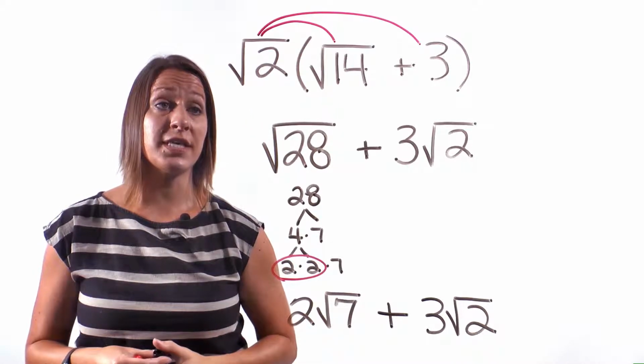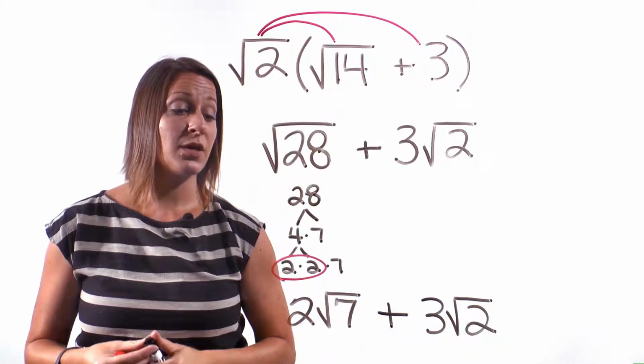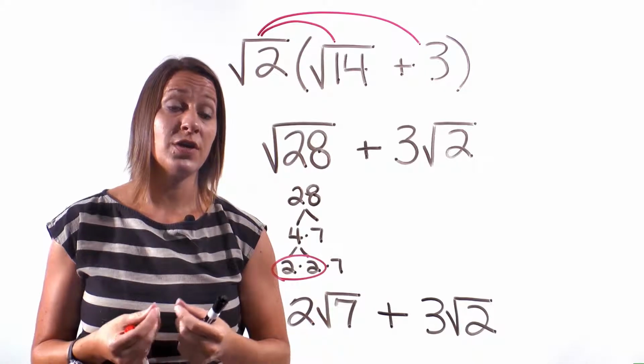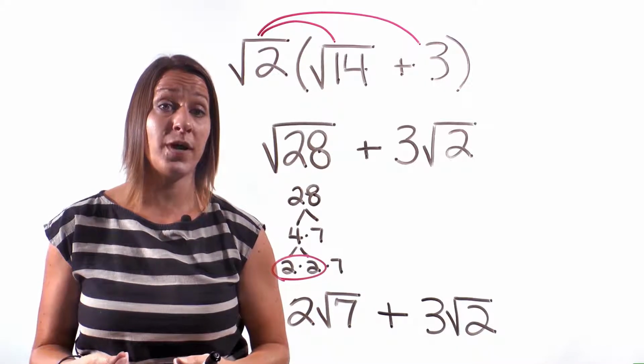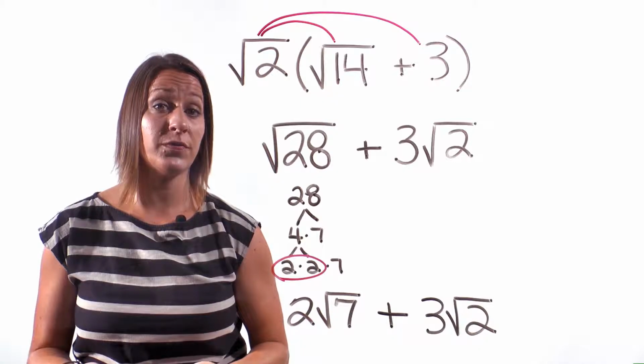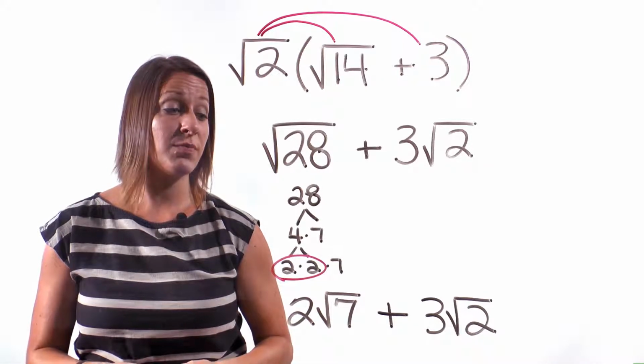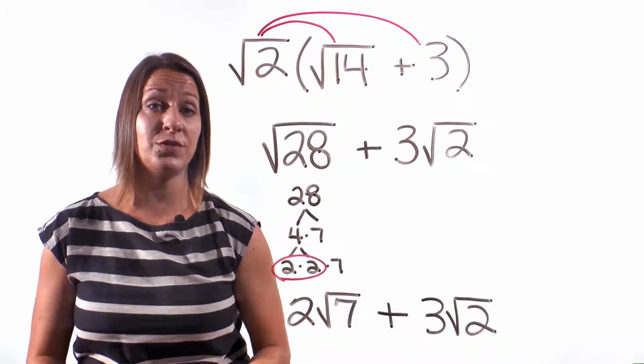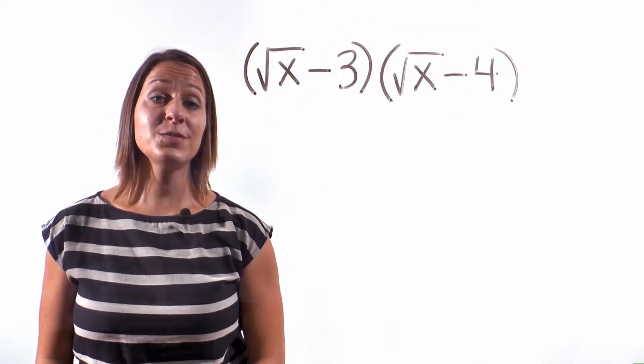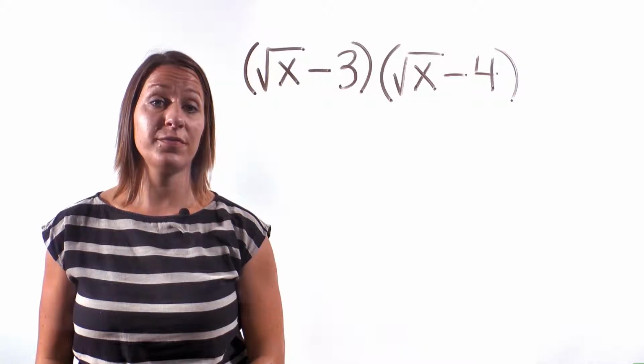So even though it looks like we haven't multiplied and added them together, this is as far as we can take this problem without using a calculator. So your final answer is 2 square roots of 7 plus 3 square roots of 2. Okay, let's multiply one more problem together.